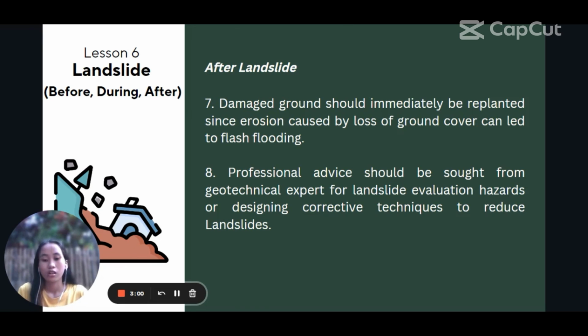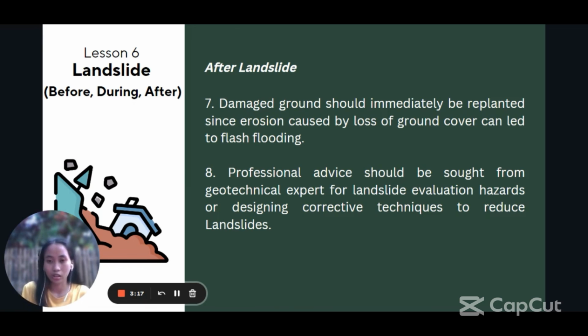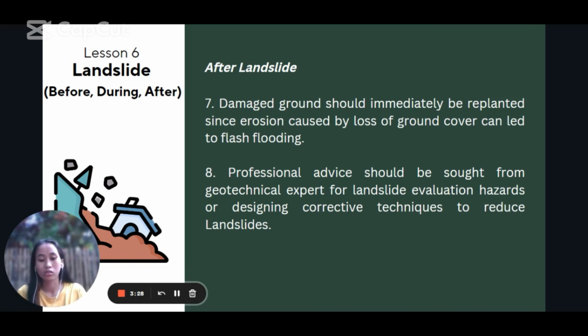Seventh is replant damaged ground as soon as possible, since erosion caused by loss of ground cover can lead to flash flooding and additional landslides in the near future. And lastly, we should seek advice from a geotechnical expert for evaluating landslide hazards or designing corrective techniques to reduce landslide risk.